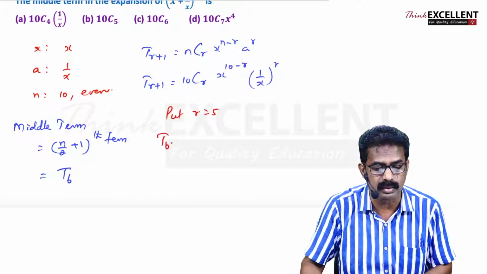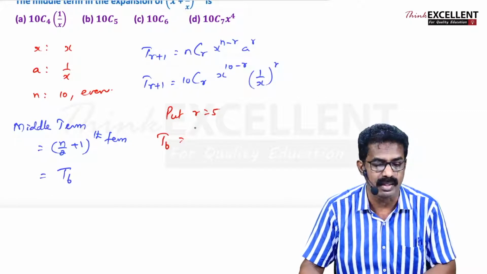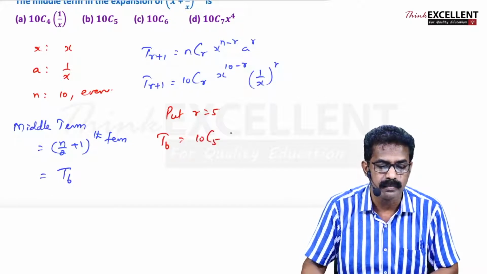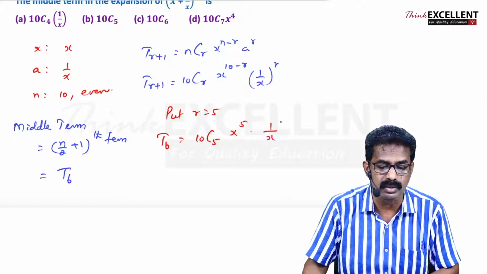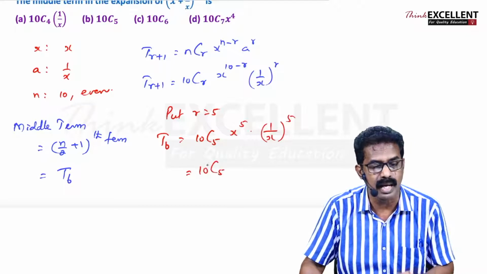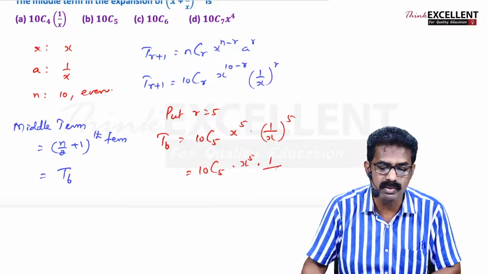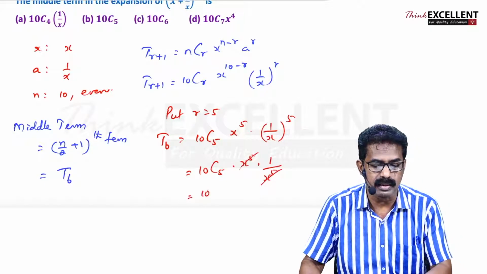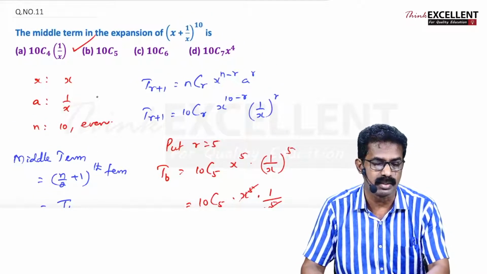So T6 equal to, because 5 plus 1 is 6, right? Wherever r comes, you put 5. So 10C5, x raised to 10 minus 5, it is 5, into 1 by x raised to 5. We write 10C5, they didn't change that, into x raised to 5 into 1 raised to 5 is 1 by x raised to 5. That x raised to 5 cancels, so you are getting 10C5. So the correct answer is what? Second option, 10C5.